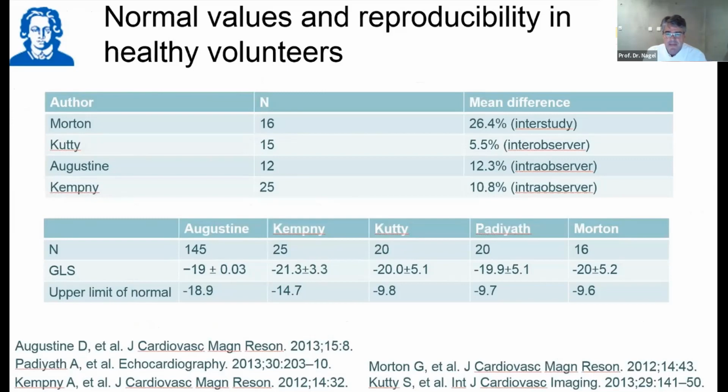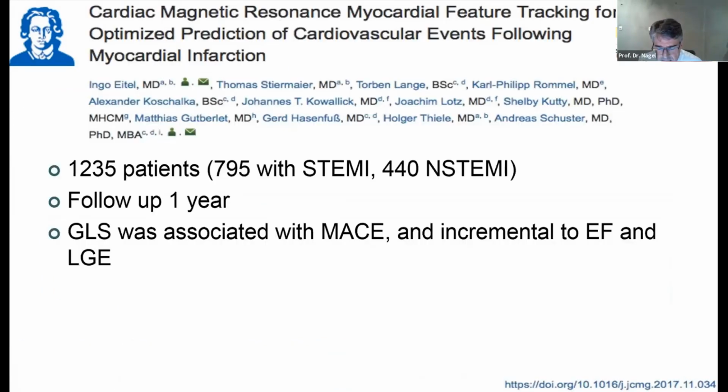However, there are quite important data coming out demonstrating that the use of feature tracking improves our decision-making and especially improves our prediction of outcome in comparison to late enhancement and ejection fraction. So in this very large study here, looking at patients after myocardial infarction, longitudinal strain was associated with MACE. It was superior to ejection fraction and LGE.